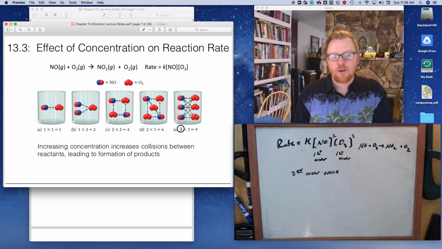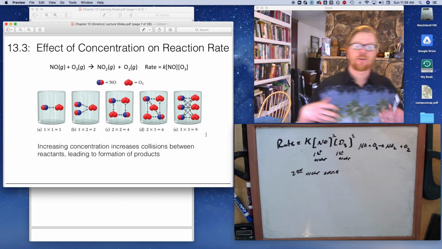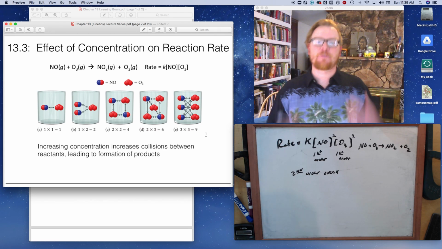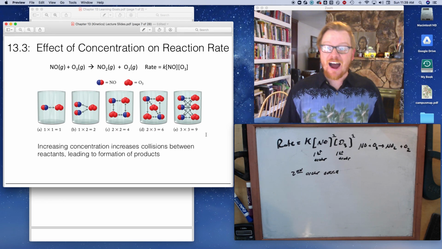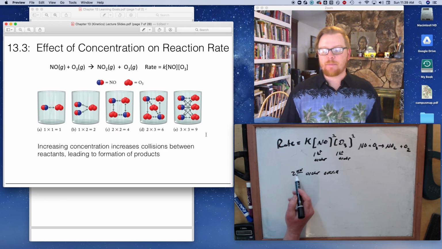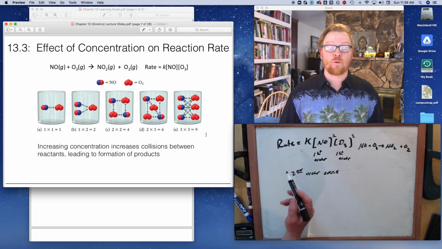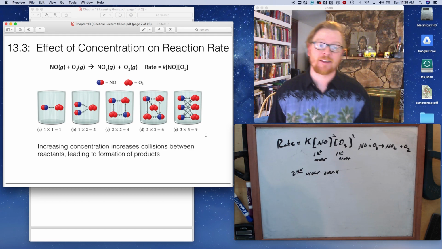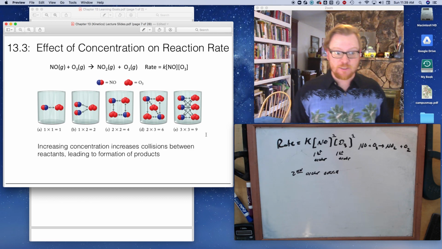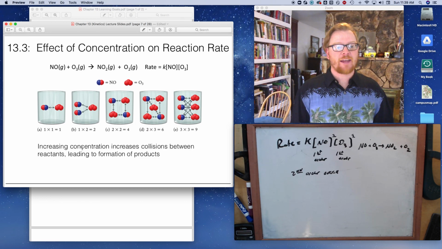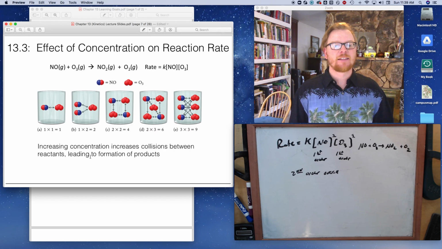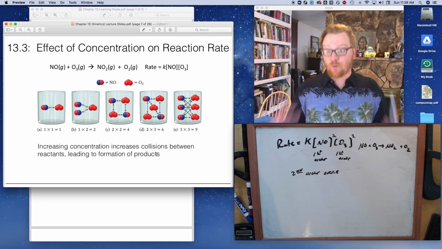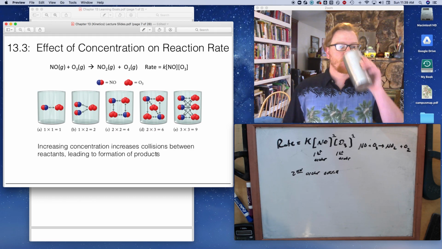Look, if I have 3 of each, I would get 9 collisions. If I had 4 of each, I'd get 16 collisions. If I had 5 of each, I would get 25 collisions. That's exactly what it means to have this second order reaction. And so in this second order reaction, the reaction rate is going to increase with the square of the concentration because of all of these possible collisions. So increasing concentration increases collisions, leading to the formation of more products.